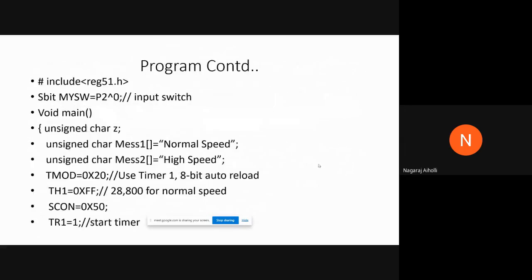So here we are loading the value FFH into the TH1 register. TH1 is equal to 0xFF, 28,800 for the normal speed. Then SCON is equal to 0x50, that is serial communication mode 1, receive enable, one start bit, 8 data bits data frame, and one stop bit. Then start the timer using the instruction TR1 is equal to 1. This is the timer 1 run control bit TR1, make it equal to 1 to start the timer.